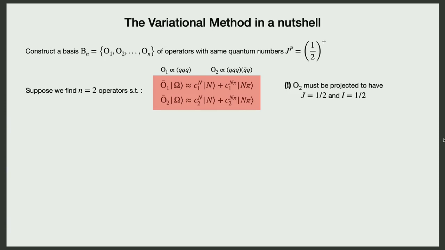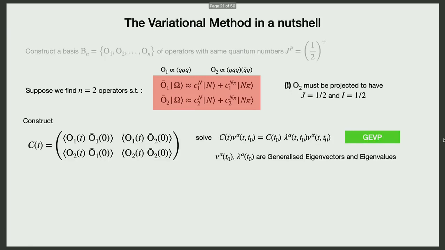spectral decomposition. Suppose we find two operators such that O1 has very large overlap with nucleon states and poor overlap with Nπ states, and an operator O2, a two-particle operator, which has very large overlap with Nπ. The operator O2 must be projected to have the same quantum numbers as the nucleon. So one has to do isospin projection and the lattice group theory. Then one computes a matrix of correlation functions of 3-quark to 3-quark, 3-quark to 5-quark, 5-quark to 3-quark, and 5-quark to 5-quark 2-point functions.